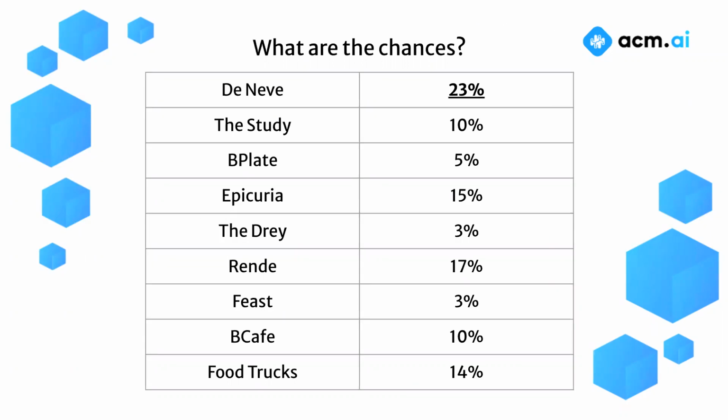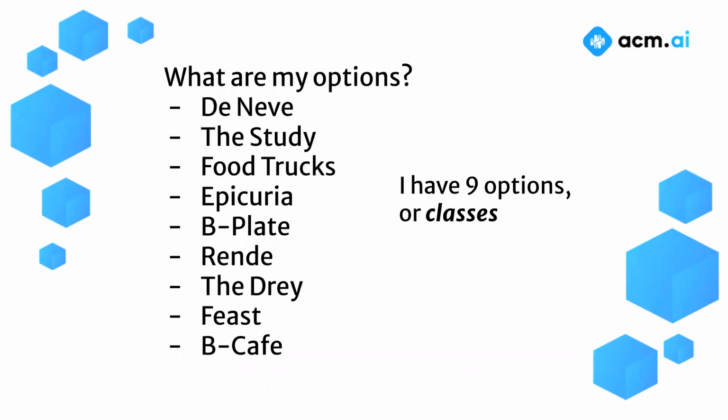There was actually something, let me go back. Yeah. So we call these options classes, and this is going to be really important as we get into what logistic regression is about. Next.